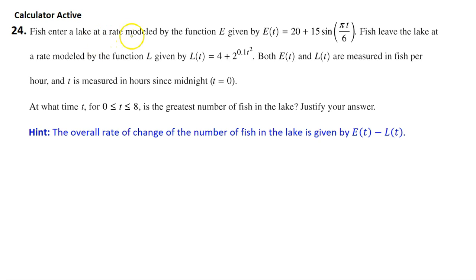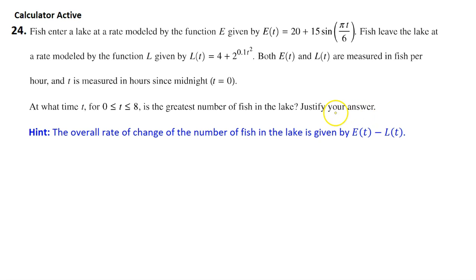Fish enter a lake at a rate modeled by the function E, given by E of t equals 20 plus 15 sine pi t over 6. Fish leave the lake at a rate modeled by the function L. L of t is equal to 4 plus 2 to the 0.1 t squared. Both E of t and L of t are measured in fish per hour, and t is measured in hours since midnight, t equals 0. At what time t on the interval from 0 to 8 is the greatest number of fish in the lake?